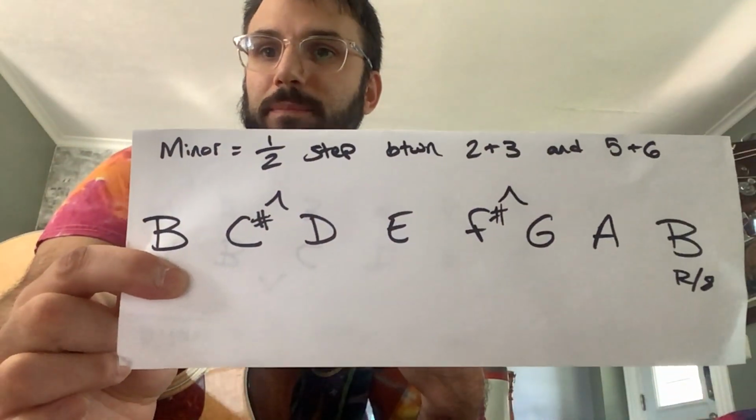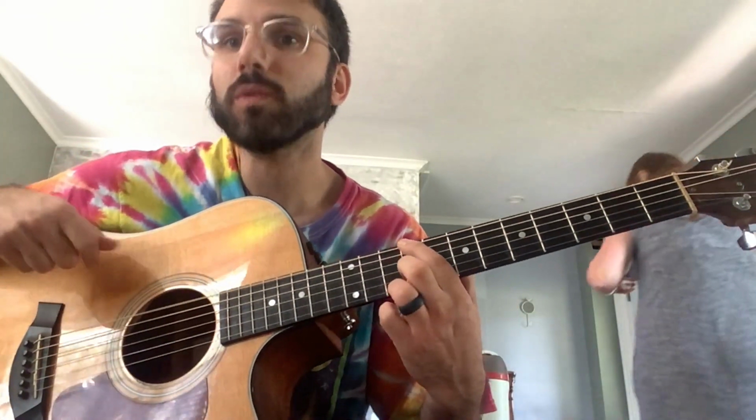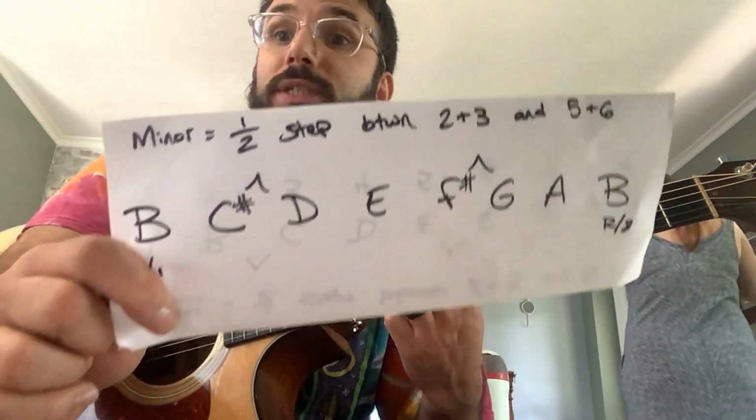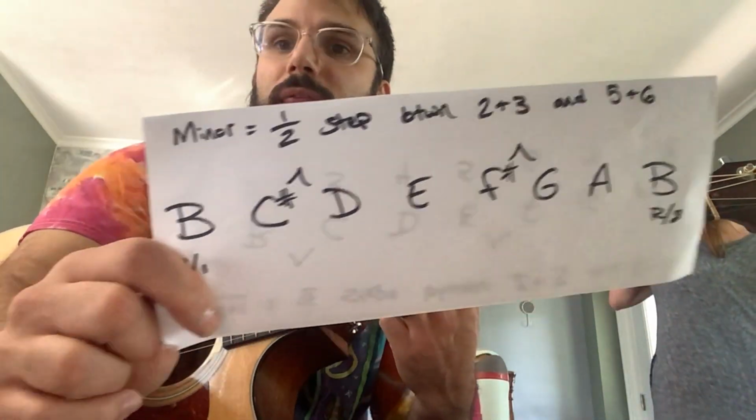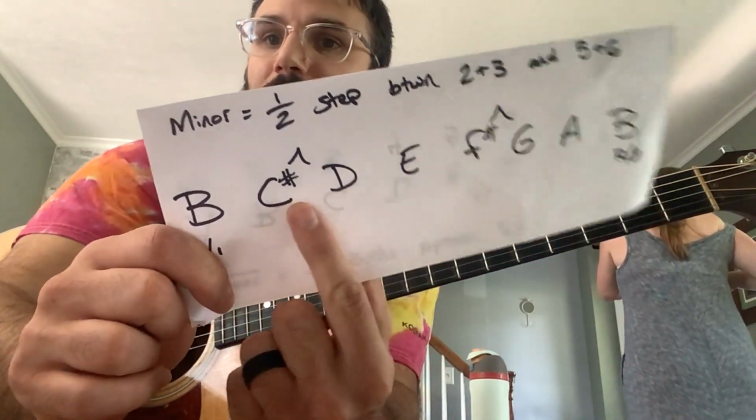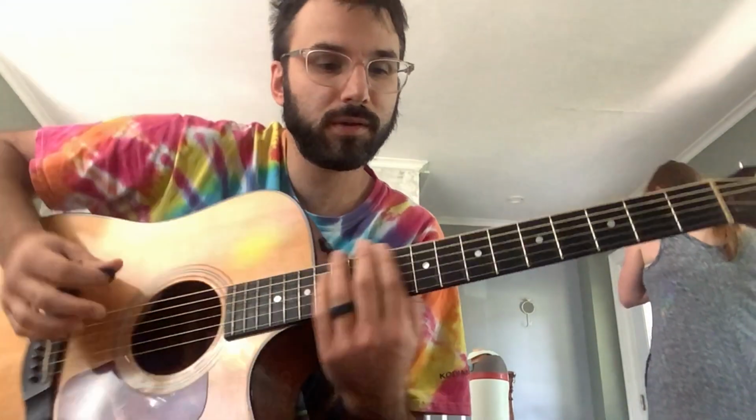Here's B. It wants a whole step between B and C sharp. We're skipping over a fret. We have the whole step, or the whole tone. Then we go from C sharp to D. They want a half step there. Going up one fret. That's a half step.